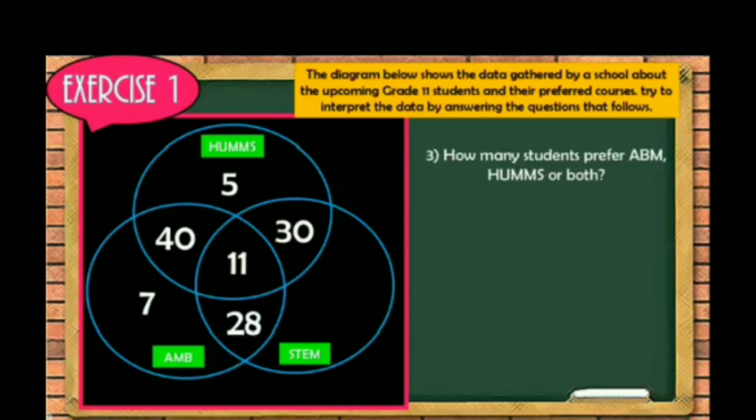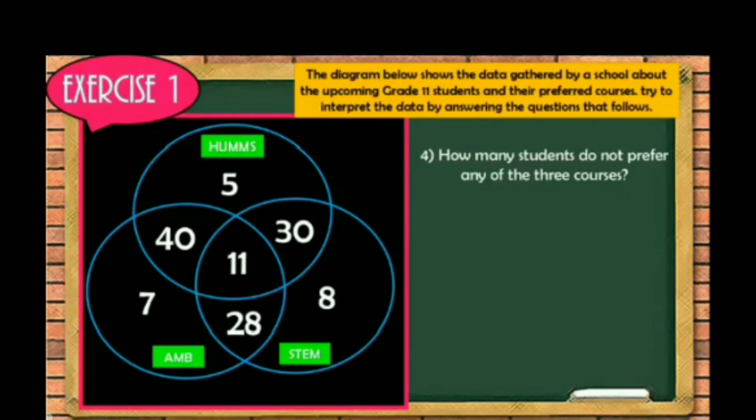Next, number 3. How many students prefer ABM, UMS, or both? We're going to use the concept of the union of the sets. So we're going to combine all the cardinality of the UMS and the ABM. We have 40 plus 11 plus 30 plus 28 plus 5 plus 30. That gives the total of 121 students who prefer ABM, UMS, or both.